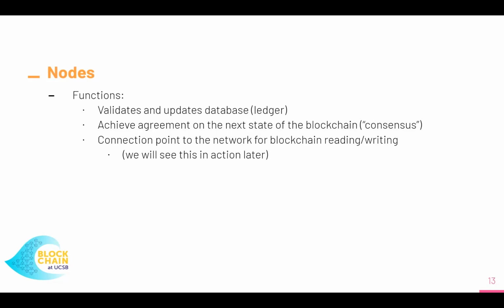Nodes also serve as a connection point to the network for blockchain reading and writing. So we can actually use these nodes to get information from the blockchain. We'll see this in some live demos later, but we'll be able to read what the current block number is and some information from any block. And so when we talk about this ledger that we keep updating and validating, this is where we can access that and check past transactions.